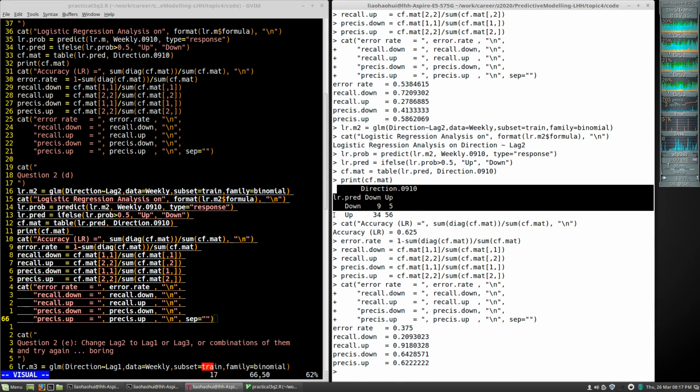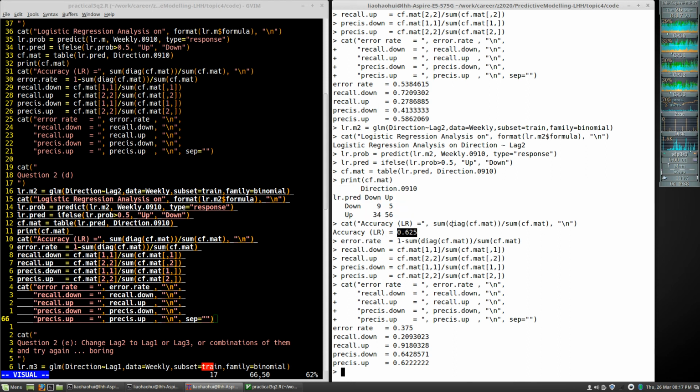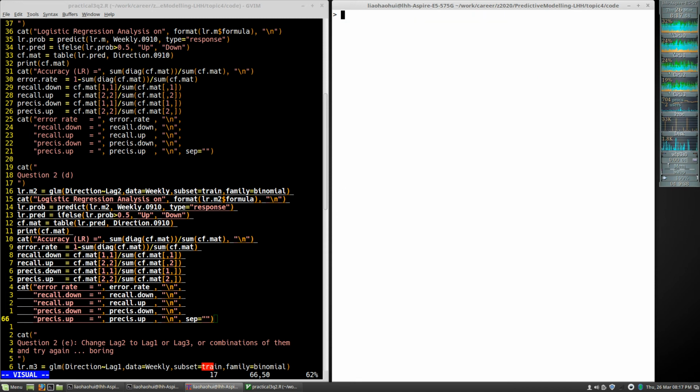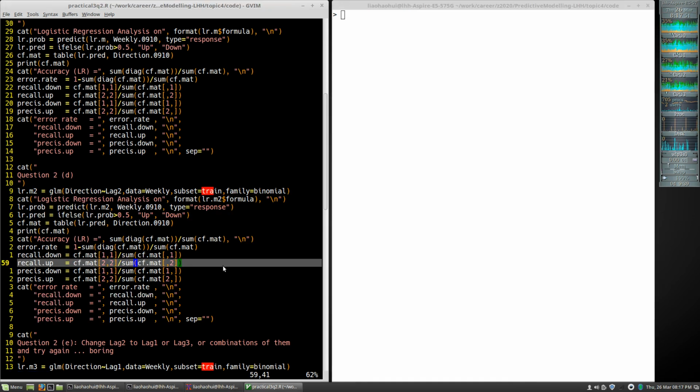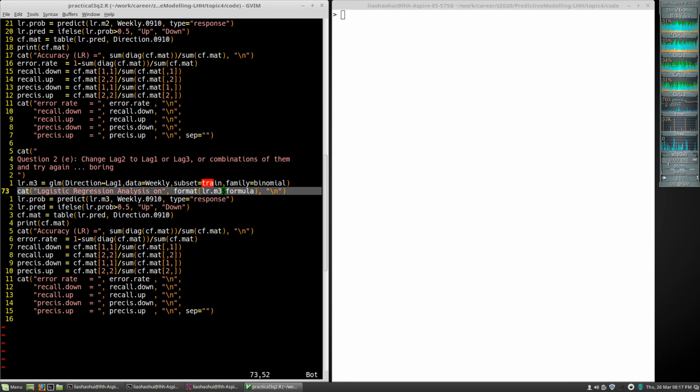We find that accuracy improves slightly, so the error rate is slightly reduced, but that doesn't really tell us anything. We more or less should be expecting this, because this is stock data, and stock data theoretically shouldn't be predictable. Otherwise everyone could get rich by predicting future stock prices.